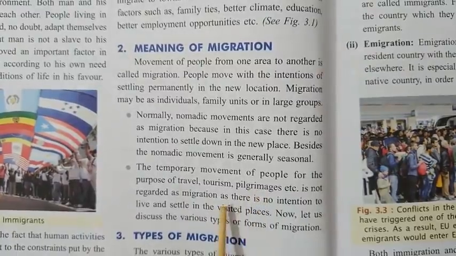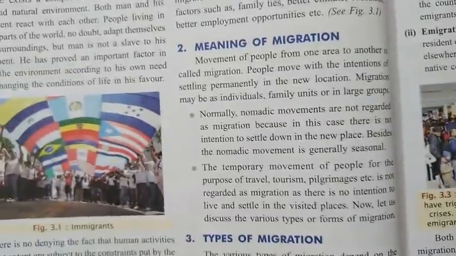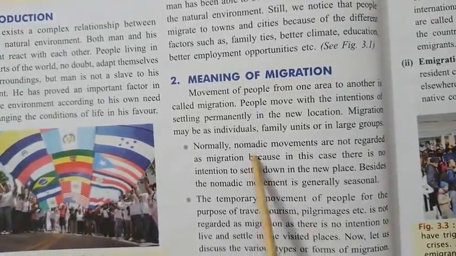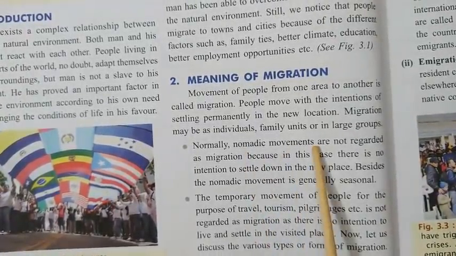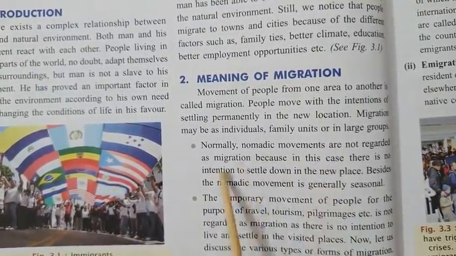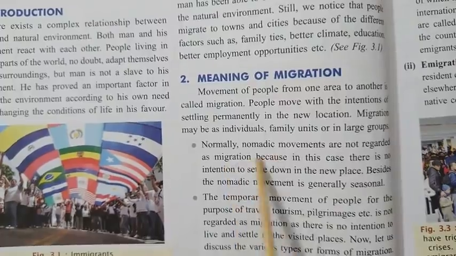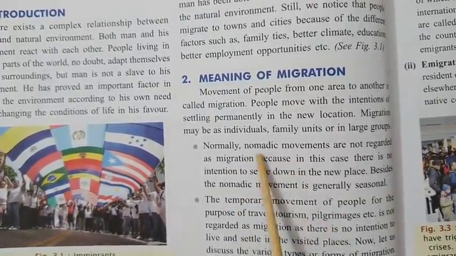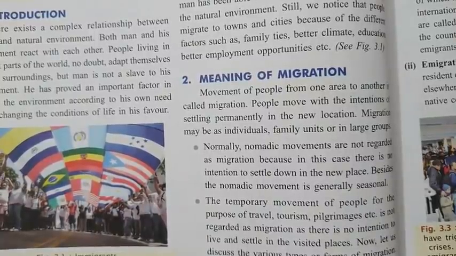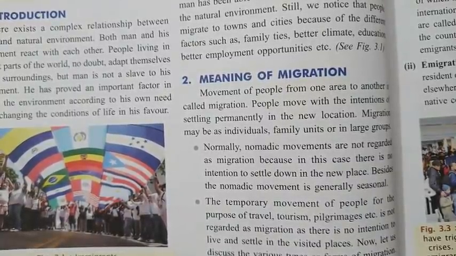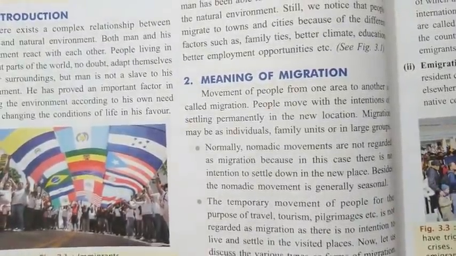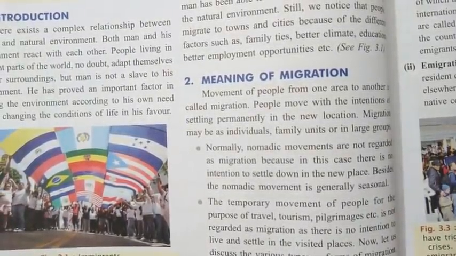Now let's see two more types of migration. First is the nomadic movement. This example is called nomadic movement. What is the meaning of nomadic movement? From very ancient times, especially in Central Asia, the region of Ukraine, Tajikistan, Kazakhstan, and Afghanistan also.